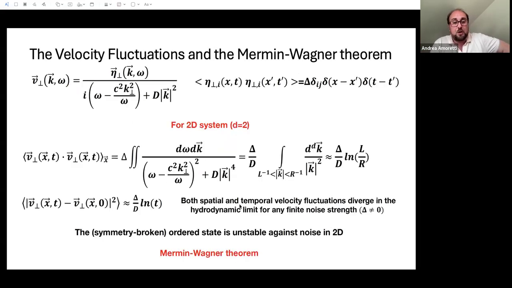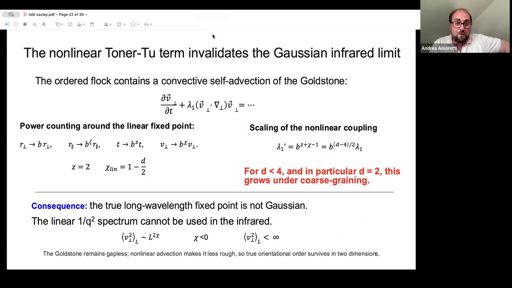So what you end up with, if you compute the correlation function, is that you still have the logarithmic divergence that you find in typical 2D systems. So the Mermin-Wagner theorem at the linear level would tell you that there's no order in this system. That was the linear analysis. Still, for the nonlinear term, Toner and Tu actually noted that it invalidates the Gaussian infrared limit.